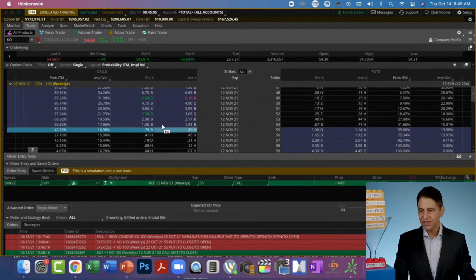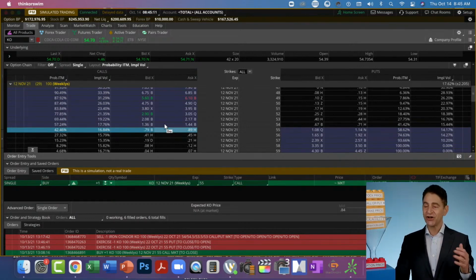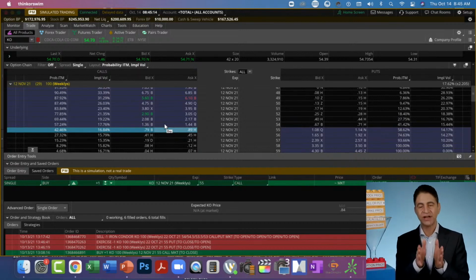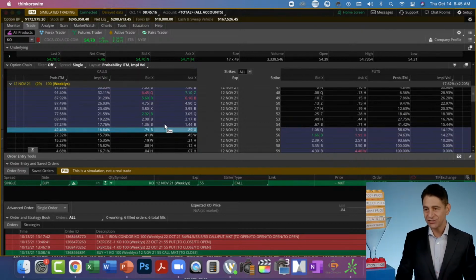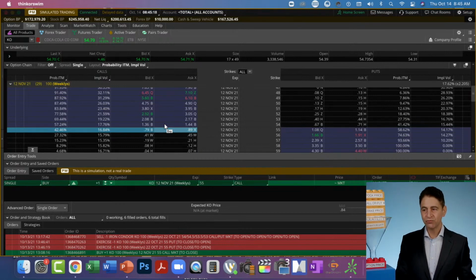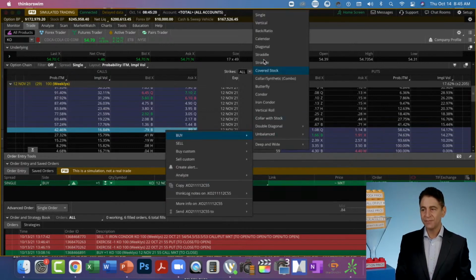And right now, if I want to buy it, the bid and the ask is 79 to 89. And you only want to buy options or any stocks where the difference between the bid and the ask is quite narrow, okay? Otherwise, you get a bad fill. So you right click here, and I'm going to buy an option.